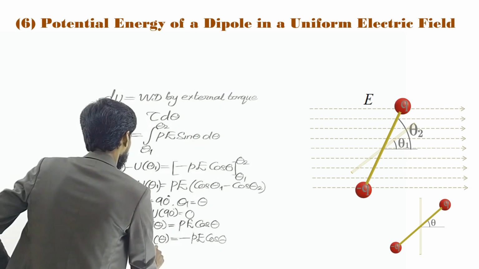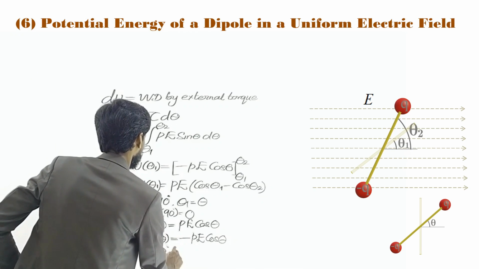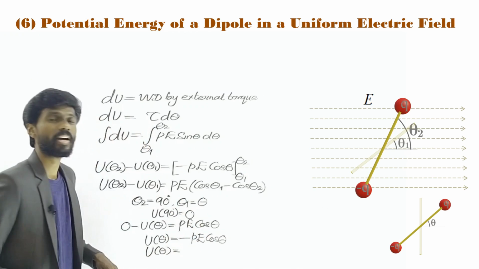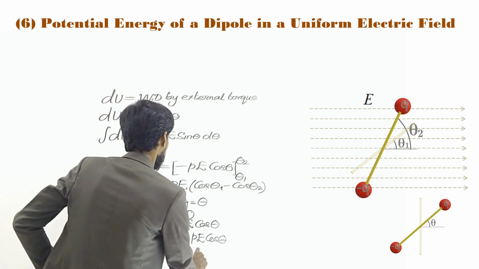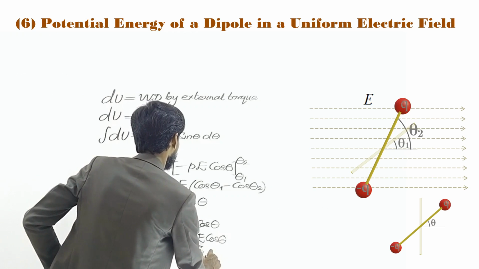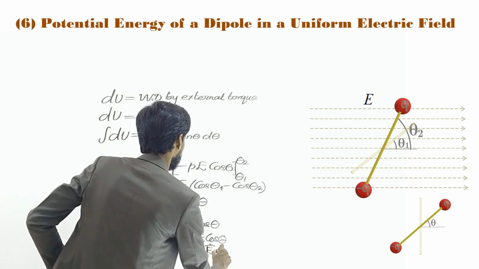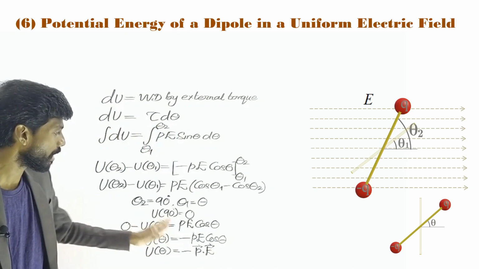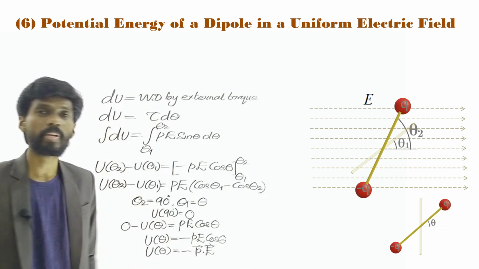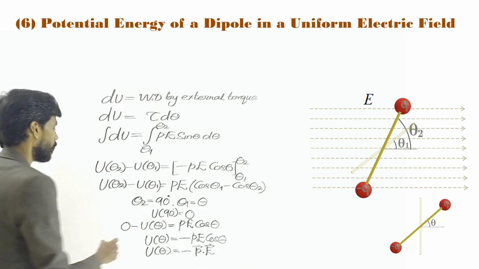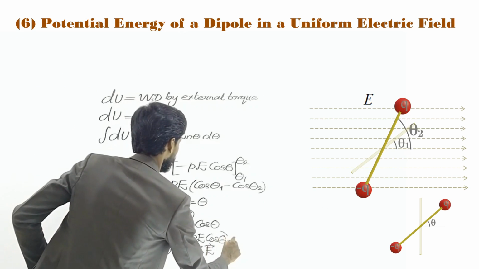Now, minus Pe cos theta can also be written as a dot product, right? So this is P vector dot E vector. That is the scalar product. Pe cos theta can also be written as P dot E. So that's it. This is the formula for the potential energy.